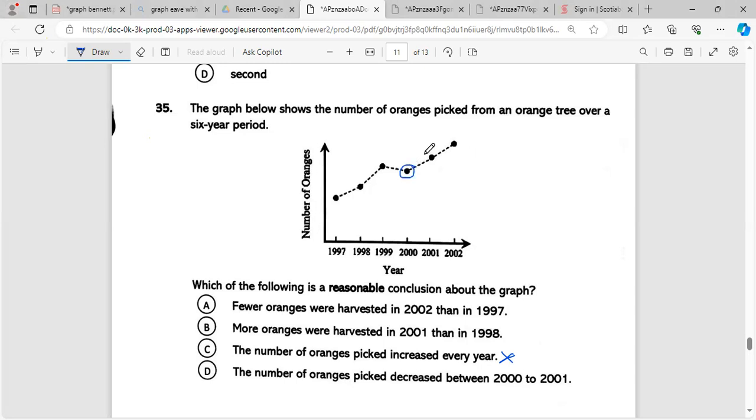If one is out, it's totally out in this case, because see it go down there. So we cannot say that it increased every year. That is a lie, and we don't tell a lie. All right. So C is out the window.